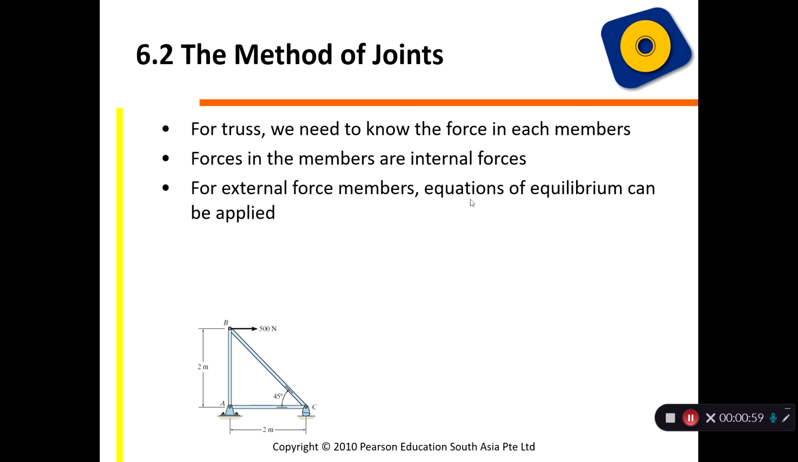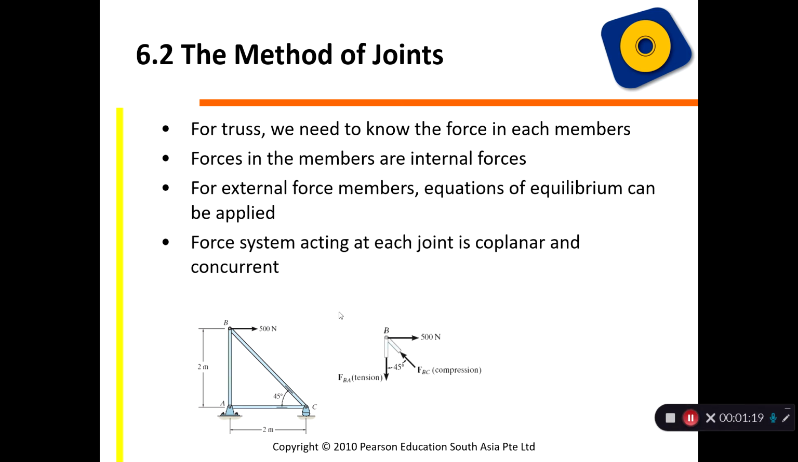So for this, you can apply the equations of equilibrium. What are the external forces? Of course, the one that is given here, and also the support reactions. It's important that we note that the force system acting on each joint is coplanar and concurrent. That means all these members are concurrent, and they're acting only in the 2D plane. And of course, the force equilibrium equations, or the force balance, must be satisfied. So we are actually applying what you have learned from chapters 2 and 3 to this chapter.